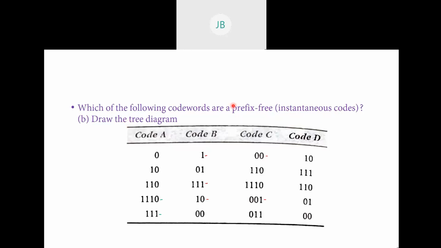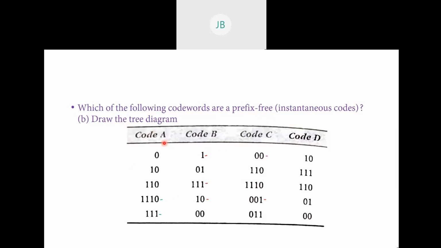You need to find out in this list, for example, code word A has some elements, code word B has some elements, and similarly C and D. These are different columns here, right? You need to find out which one is a prefix-free or instantaneous code, whether A, B, C, D, or all of them. And you also need to draw the tree diagram for whichever has a prefix-free code, because prefix-free code means you can decode it uniquely.